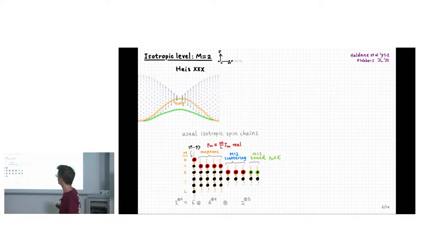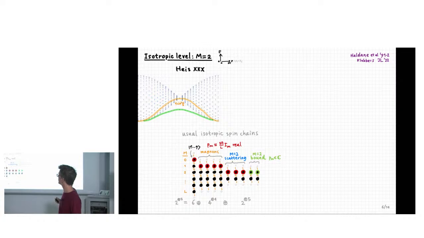Firstly, we have this yellow one, which is just a dispersion. If you looked at single magnons, then you get this sine squared, as we know very well. And if you apply the lowering operator, you get solutions at M equals 2. So that's what this yellow curve here means.